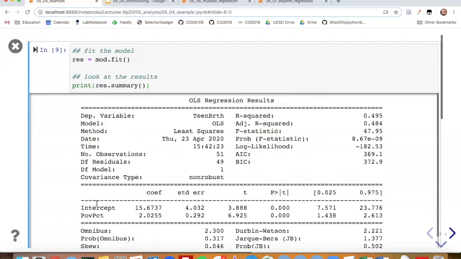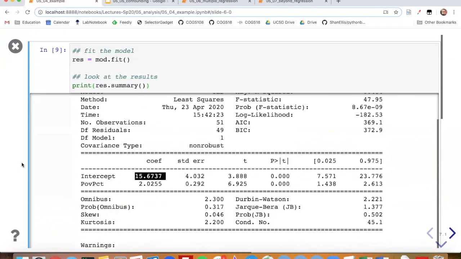We haven't talked about the intercept yet. This value is your y-intercept. This is your beta 0, which we'll see in just a second.